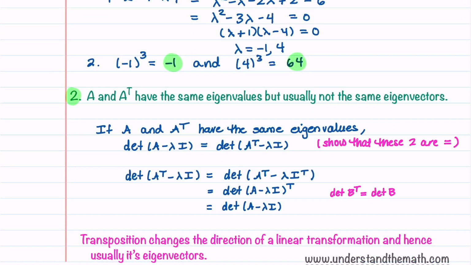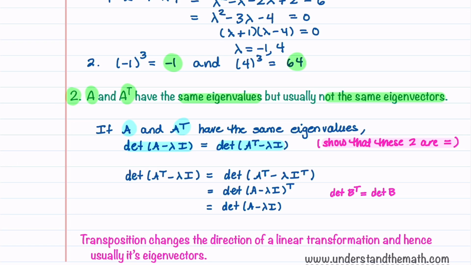Our second property tells us that A and A transpose have the same eigenvalues, but usually not the same eigenvectors. Let's see how to remember this. If A and A transpose have the same eigenvalues, then the determinant of A minus lambda I has to equal the determinant of A transpose minus lambda I. I'm going to now show you how these two are equal.